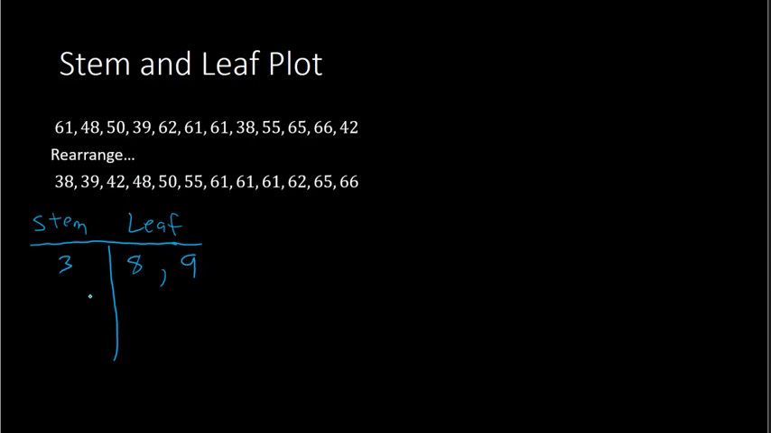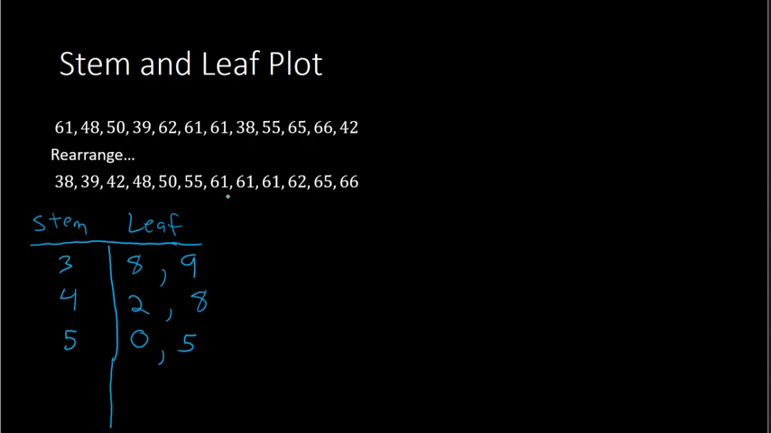Next we see 42, so the stem is 4 and the leaf is 2. That means 42. And then we also have 48, which means we need a 4 with an 8 as well. So this means 42 and 48. Next we see 50 and 55. So the stem would be 5 and the leaf would be 0 for 50. 5, 0 is 50. And then 5, 5 is 55.